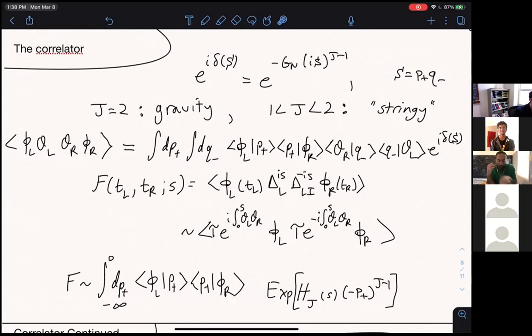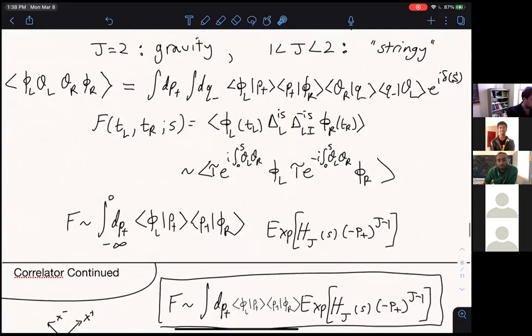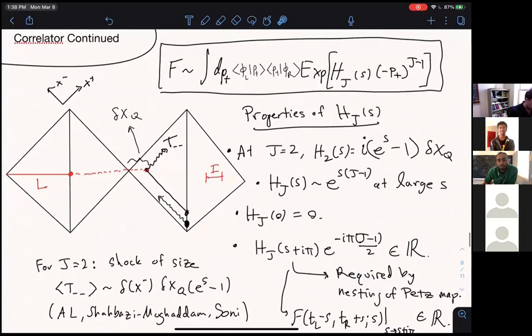And this coefficient here is a function of j and s, and it's actually difficult to compute, but it needs to have certain special properties. And those properties we can check, and I'll explain those now. So the properties are the following. When j equals 2, this function here, h sub 2, needs to just be entire in e to the s. It's just e to the s minus 1. So the appearance of this e to the s minus 1 is related to this work by Sahan and Faulkner.